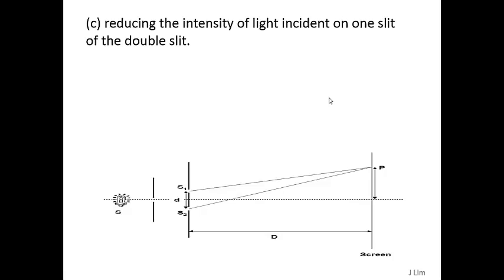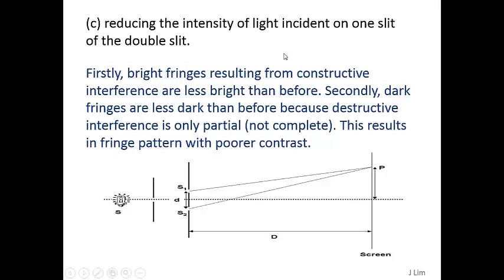Reducing the intensity incident on one slit of the double slit. Firstly, the bright fringes resulting from the constructive interference are less bright than before. Secondly, the dark fringes are less dark than before because destructive interference is only partial, not complete. This results in a fringe pattern with poorer contrast.